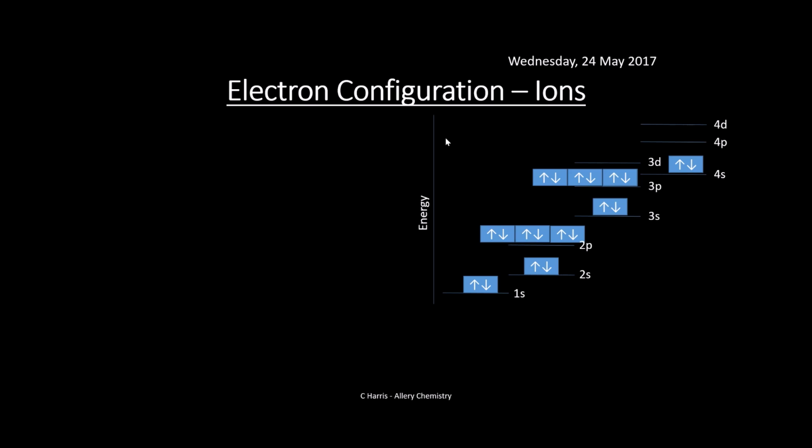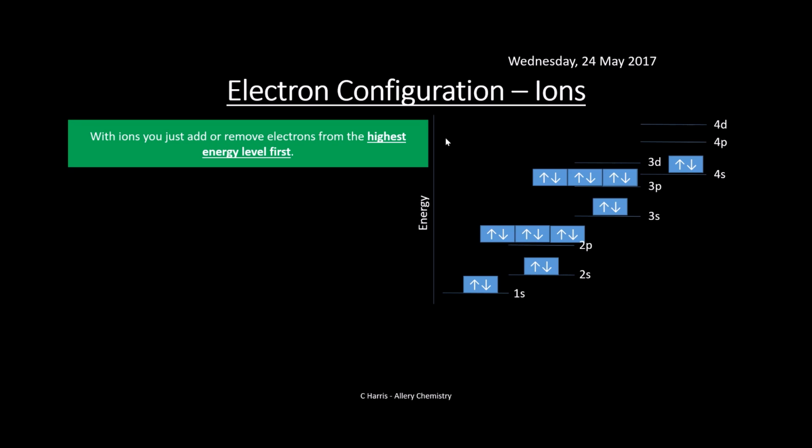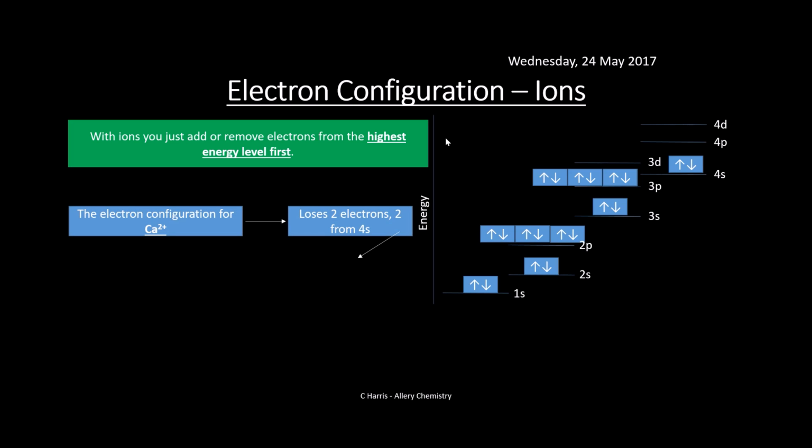Okay, so we're going to look at electron configuration of ions. Now with ions, all you do is add electrons to, or remove electrons from, the highest energy level first. Okay, we always remove from the highest level first. So the electron configuration for calcium, or Ca2+, basically loses 2 electrons. And these two come from the 4s orbital. So you can see here, this is the electron configuration for calcium. We lose the 4s2, and now we just have this configuration here. So this is the configuration for calcium 2+.